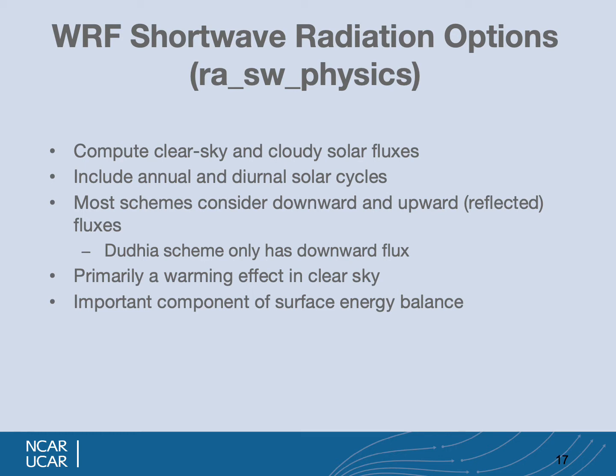So in the shortwave, we're computing the clear sky and cloudy solar fluxes. It includes annual and diurnal solar cycles, of course, and most schemes would consider the downward and upward reflected fluxes. The simple scheme that I have was only a downward flux. Basically, anything reflected is lost immediately. Primarily, it's a warming effect in clear sky, and it's an important component of the surface energy balance.